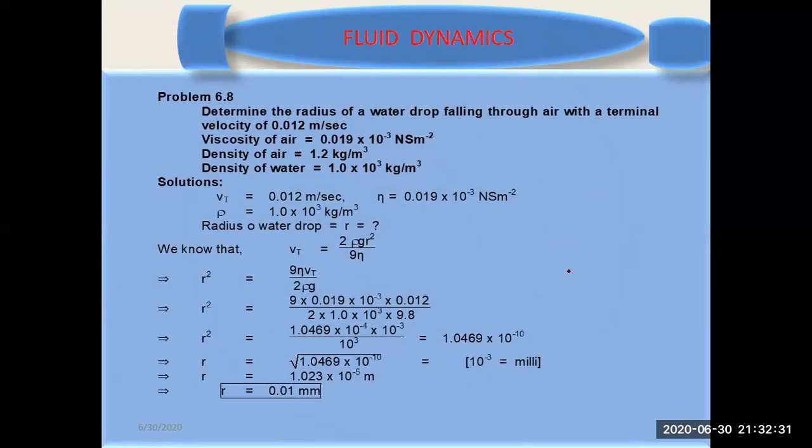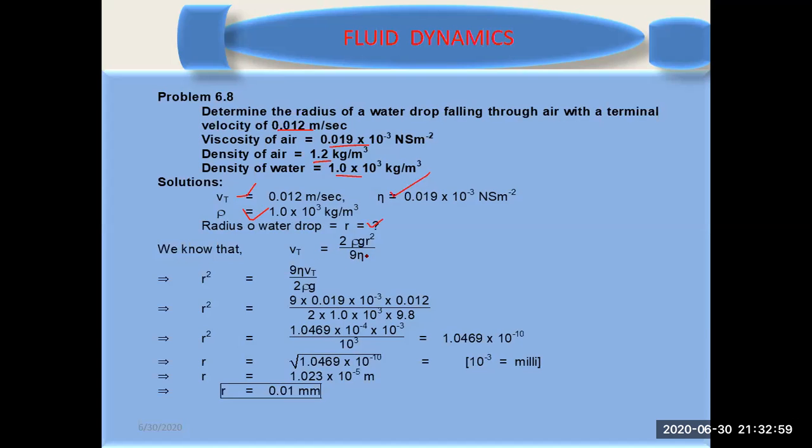Now we are here to determine the radius of a water drop falling through air with terminal velocity 0.12 meter per second. Viscosity of the air is this one. Density of the air is given. Density of water is given. What will you do? You have to find out the terminal velocity value given, viscosity given, density value given, and you are asked to calculate radius of the drop.